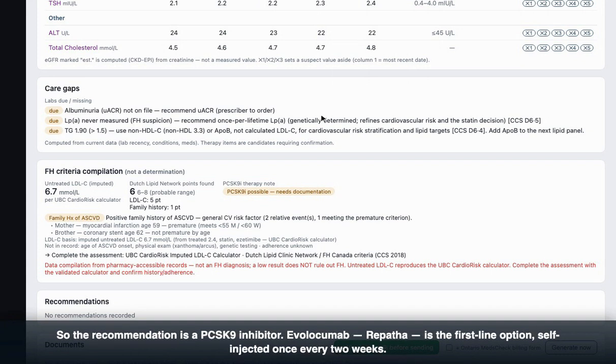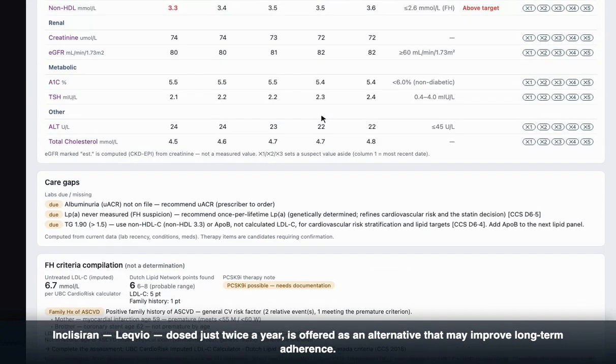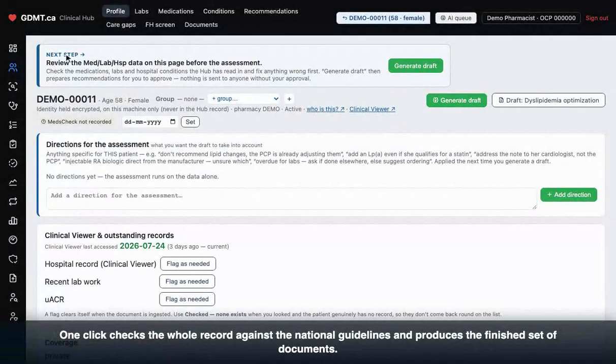So, the recommendation is a PCSK9 inhibitor. Evolocumab, Repatha, is the first-line option, self-injected once every 2 weeks. Inclisiran, Leqvio, dosed just twice a year, is offered as an alternative that may improve long-term adherence. One click checks the whole record against the national guidelines and produces the finished set of documents.